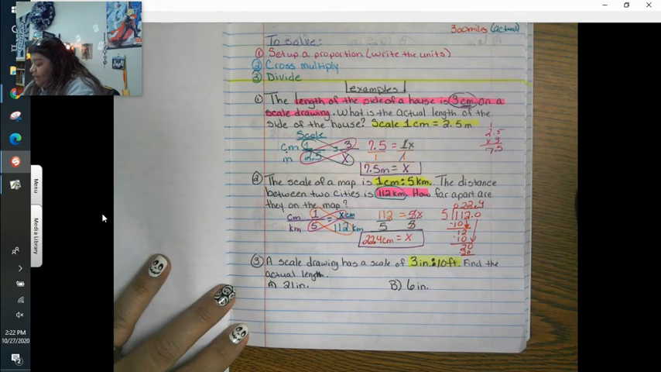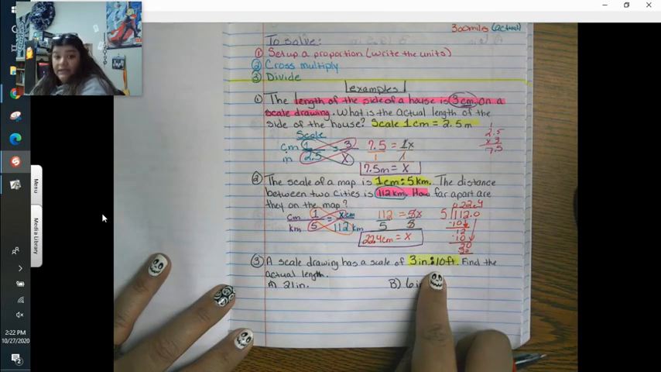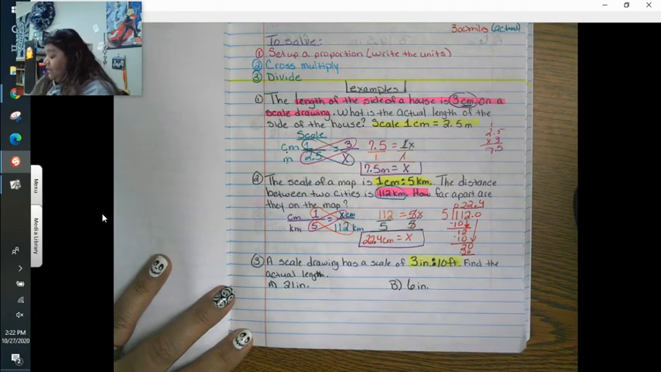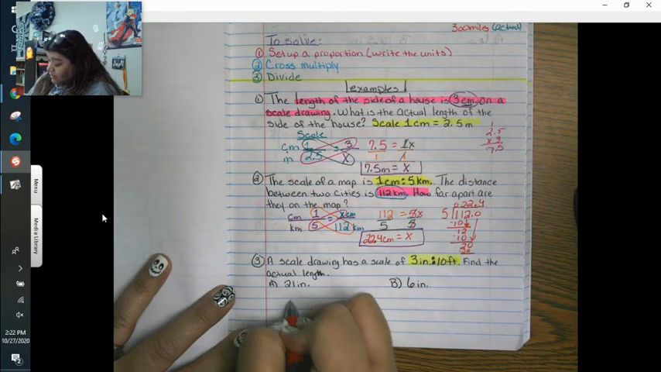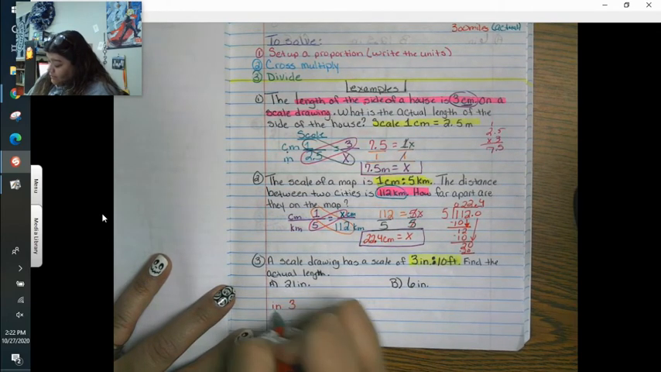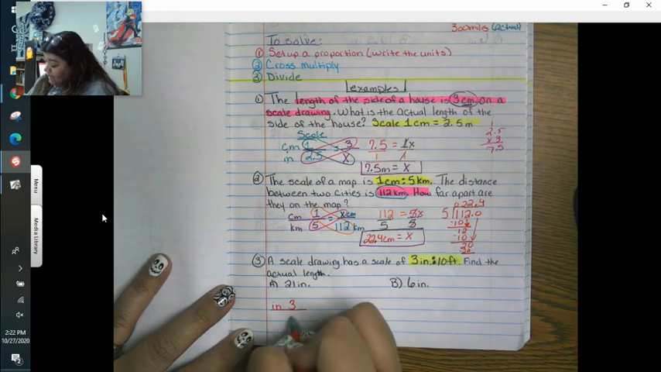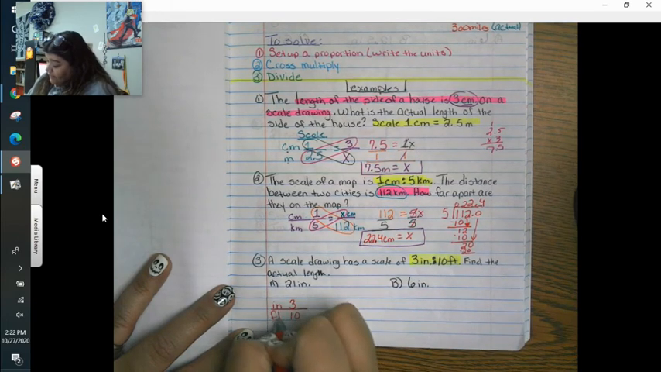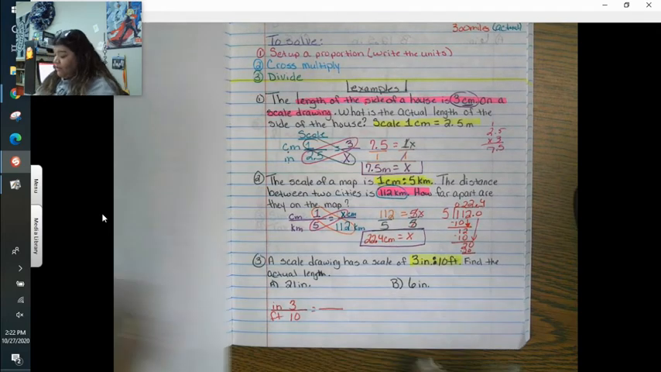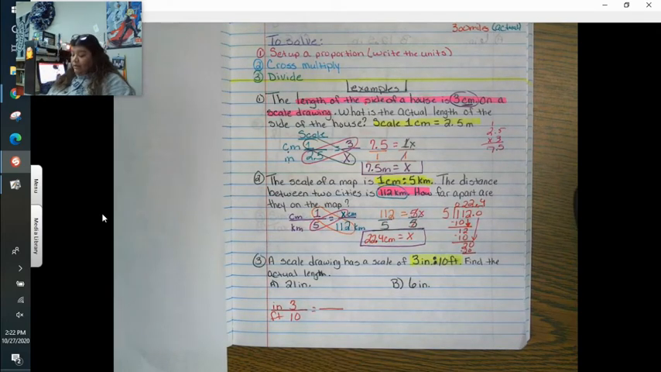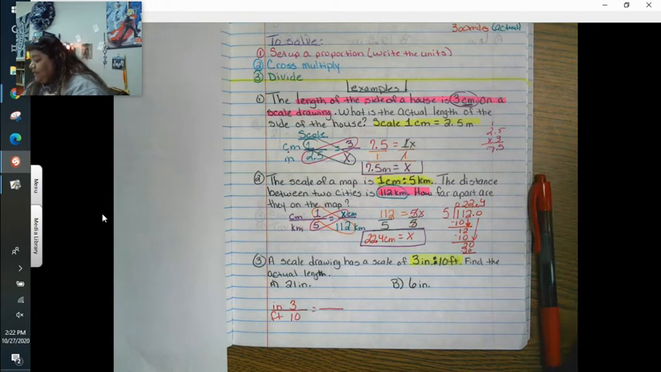So let's take a look at letter A. This is the scale I'm using. Like I've said before, we're going to keep them together. So 3 inches and 10 feet. And I can't stress enough, if you write those units down, it will really help you. Trust me, please trust me, okay? It's not extra work, it's going to help you in the long run.